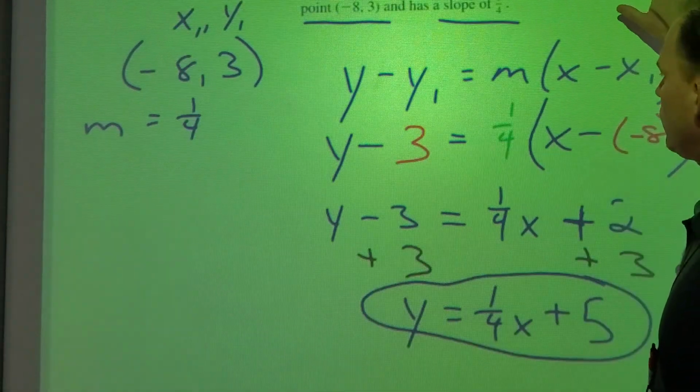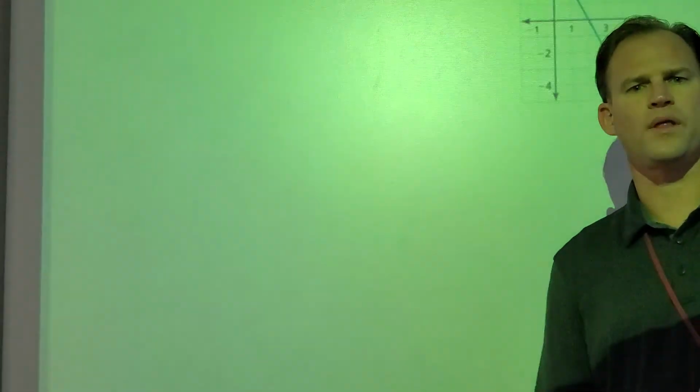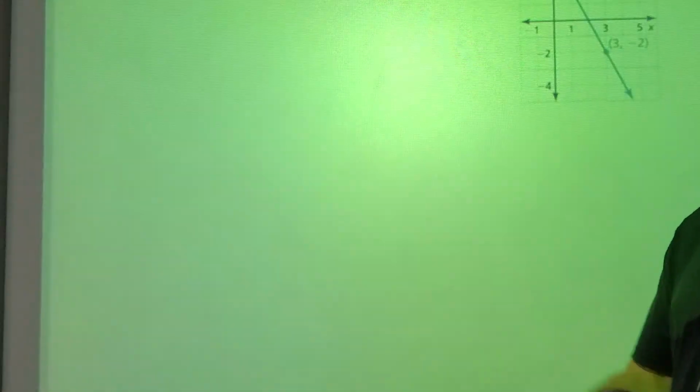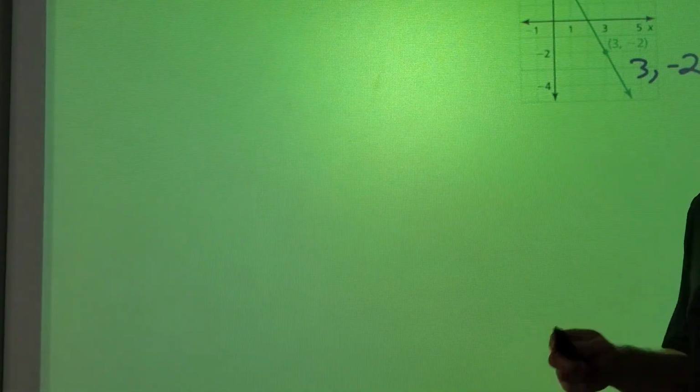So, sorry, wrong button. What happens if I don't give you all that information? Well, sometimes I'll give you a graph. I still need two pieces of information. I need a slope and I need a point. Well, I've got points, I've got two of them. In case you can't read, this is 1, 2, and 3, -2.